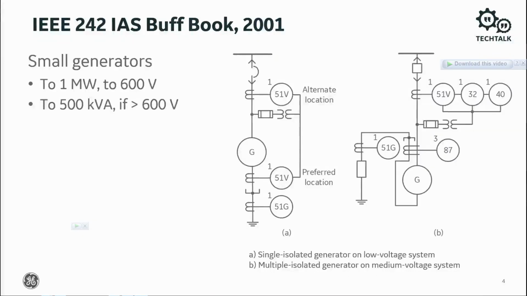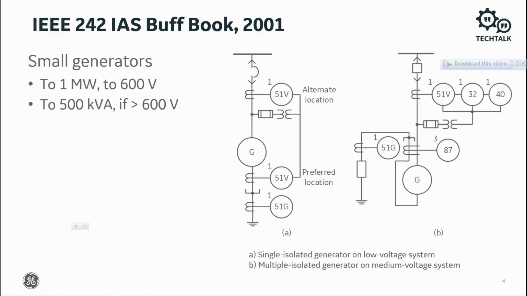For typical generator protection, let's begin with the IEEE IAS Buff Book. Although from 2001, it gives us a place to start. In drawing A on the left, phase protection for a single isolated generator on a low voltage system is from a voltage restrained or voltage controlled overcurrent relay, device 51V. If the voltage dips, as it would with a fault, the current pickup level gets more sensitive. You can place it either at the preferred location on the neutral side of the generator or in the alternate location at the terminal side of the generator. The voltage comes from the fused voltage transformer as shown.